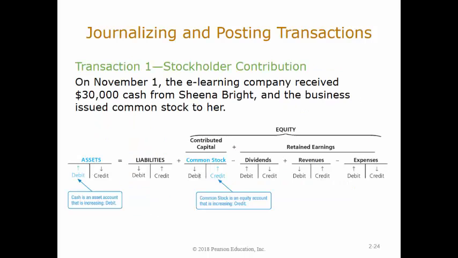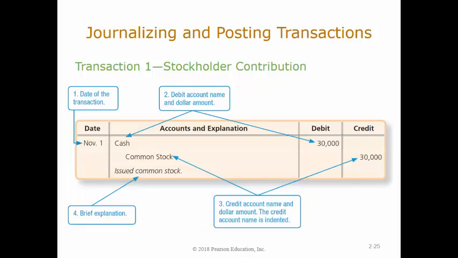In Transaction 1, Smart Touch Learning received cash from Sheena Bright in exchange for common stock of $30,000. In Step 1, the two accounts involved are cash, an asset, and common stock, an equity account. In Step 2, both accounts increased by $30,000. Cash is increased with a debit, and common stock is increased with a credit.